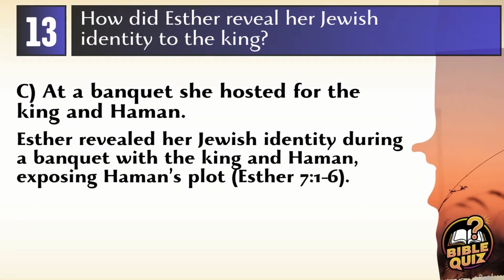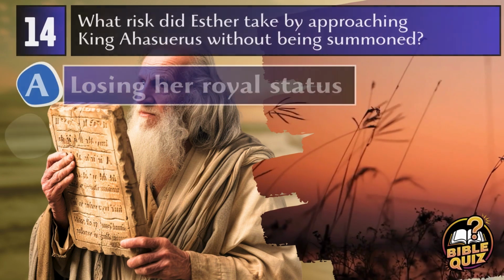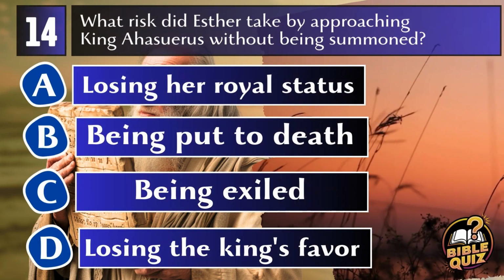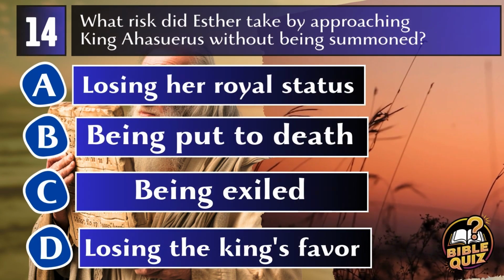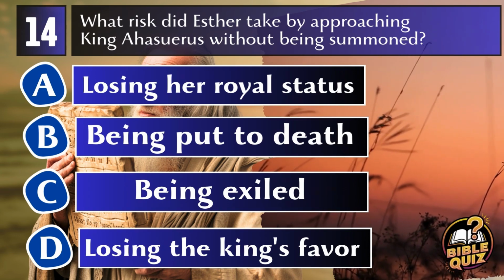Answer C. At a banquet she hosted for the king and Haman. Esther revealed her Jewish identity during a banquet she had arranged for King Ahasuerus and Haman, strategically using the moment to also expose Haman's plot against her people. Esther 7:1-6. Question 14. What risk did Esther take by approaching King Ahasuerus without being summoned?